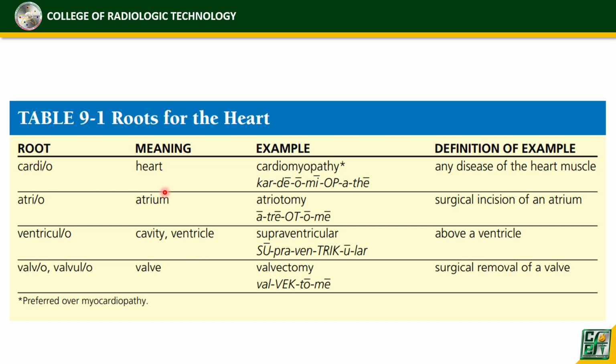Okay, next is the atri or atrio, meaning atrium. So, syempre atrium. The example is atriotomy. Surgical incision of the atrium. Then we have the ventriculo or ventricle, which means cavity or ventricle. Okay, and the example is supraventricular, which means above the ventricle. And we have the valvo or valvul, which means valve. So valvectomy, surgical removal of a valve.